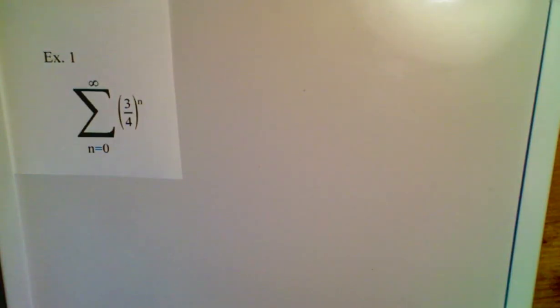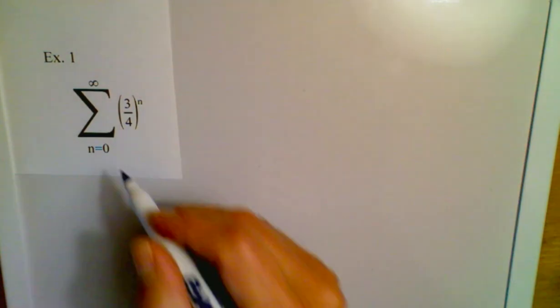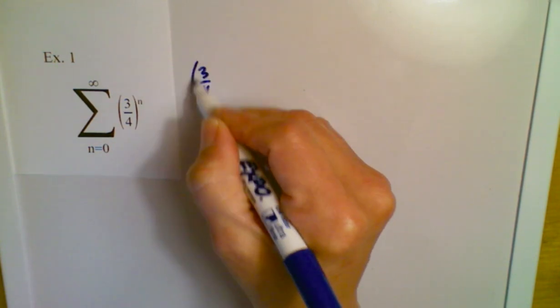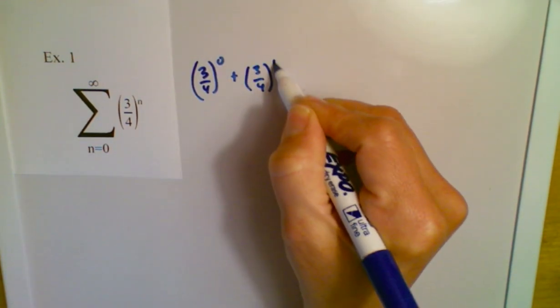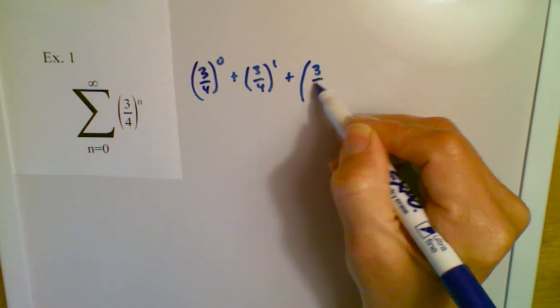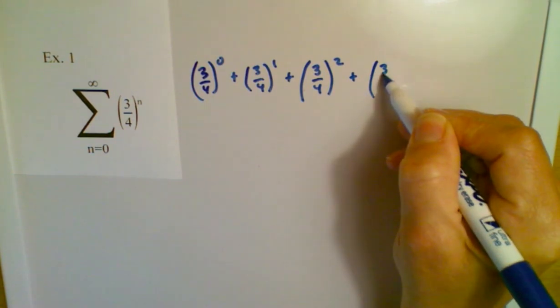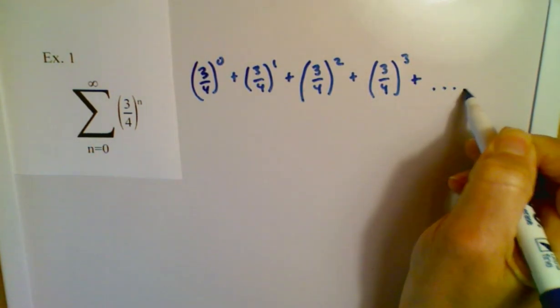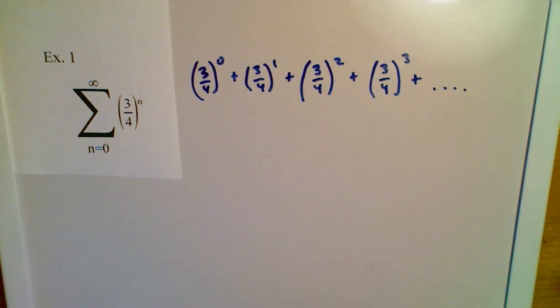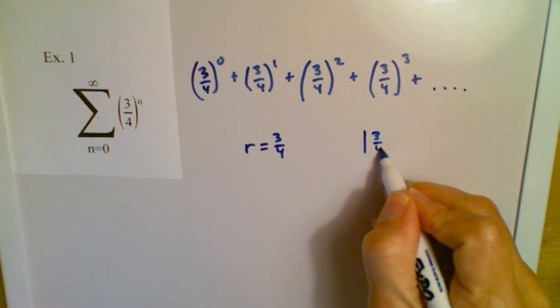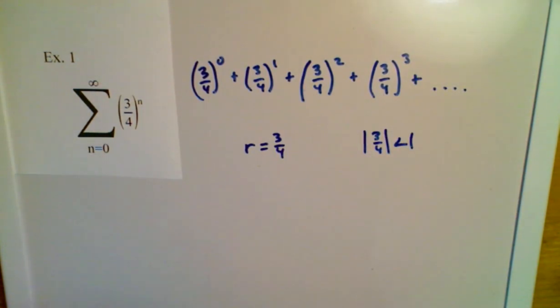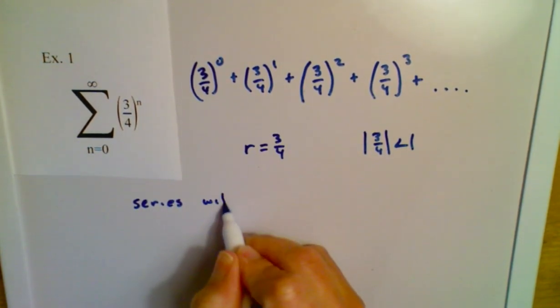First example: we have the sum n equals 0 to infinity of 3/4 to the n. What does that mean? You don't necessarily have to do this each time, but I'm just trying to develop things for you. When n equals 0, we would have 3/4 to the 0, plus, and then we increment by 1, plus 3/4 to the 1, plus 3/4 to the 2, plus 3/4 to the 3, plus ... Do we see that this is indeed a geometric series where our common ratio here is 3/4, and the magnitude of 3/4 is less than 1, therefore this series is going to converge.